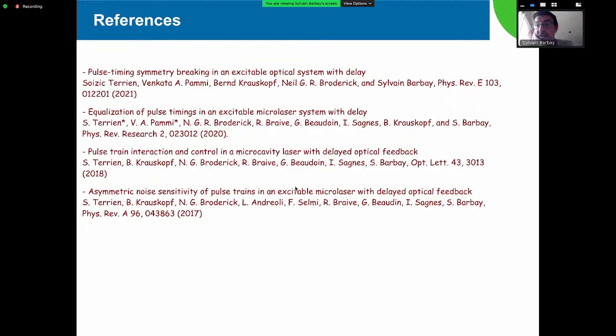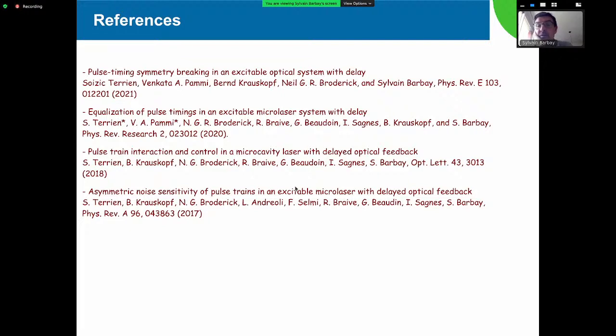Yes, that's a good point. In fact, this maximum number of pulses depends on the delay and depends also more or less on the recovery time of the carrier in the system. So if you divide the delay by the recovery time, more or less you have an idea of the maximum number of pulses you can accommodate in the external cavity. And so the more the delay, the more pulses you can get and the more states you can get.